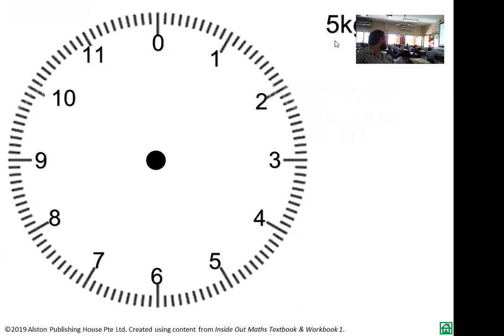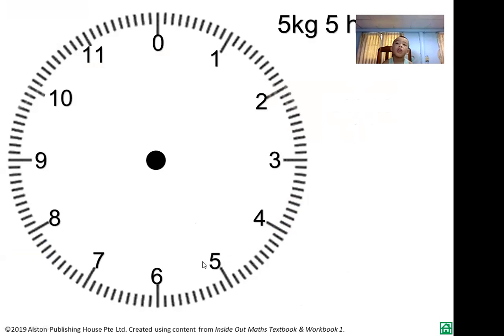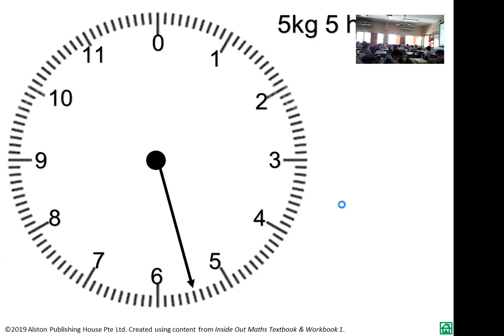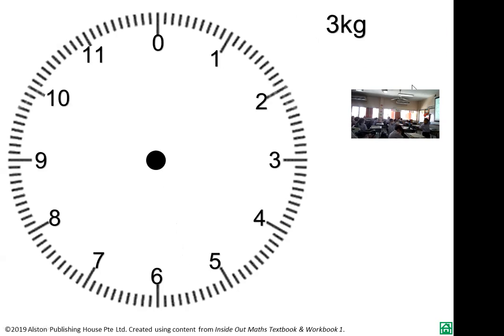So let's look at 5 kg. Who wants to show me? Come this way. Use the mouse. Point and click. Show me where is 5 keys. 1, 2, 3, 4, 5. And click. Yeah, very good. All right, next one. What does this one say? 3 kg.